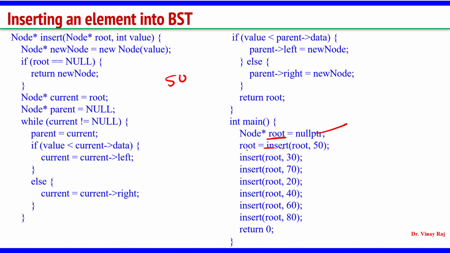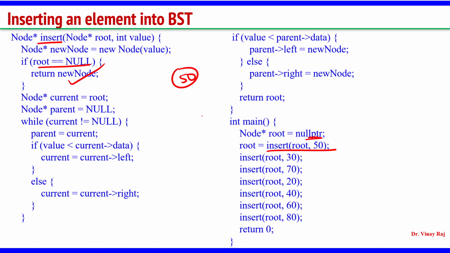So the first element is inserted, then insert 30. So I am calling, see, again when I write insert 50, this function is executed, insert and 50. Root is null, so if root is null, return new node.